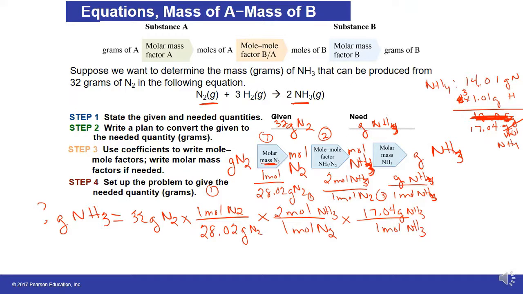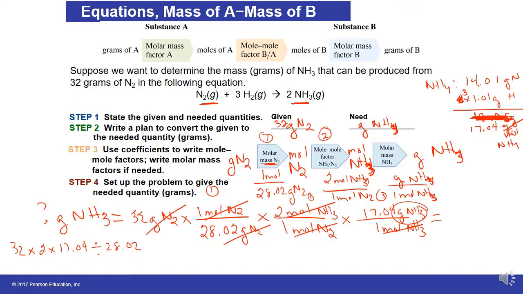Let's check to make sure we put everything correctly. Our grams of nitrogen cancel, our moles of nitrogen cancel, moles of ammonia cancel, and I'm left with grams of ammonia. How am I going to put this in my calculator? 32 times 2 times 17.04 divided by 28.02. So you're going to multiply all the way across the top, divide all the way across the bottom. Do not multiply, divide, because you're most likely going to end up with the wrong number. So always multiply across the top and divide across the bottom.